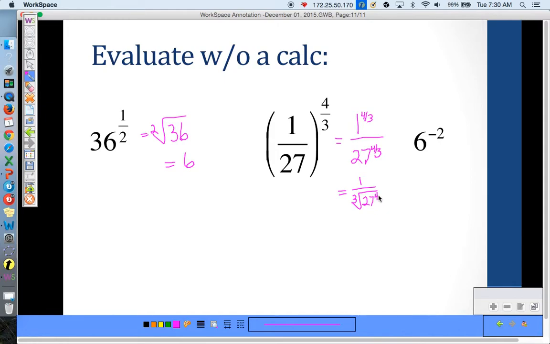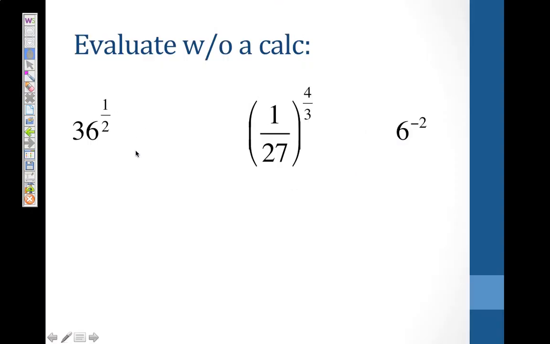Well, 27 to the 4th is a large number, but the cubed root of 27, what does that equal? Well, if we cube each side, so what number cubed gives you 27? Well, that's 3, so 1 over 3 to the 4th, which we know is 1 over 81. And 6 to the negative 2, 1 over 6 squared, so we have 1 over 36.